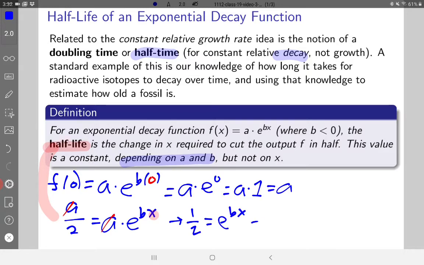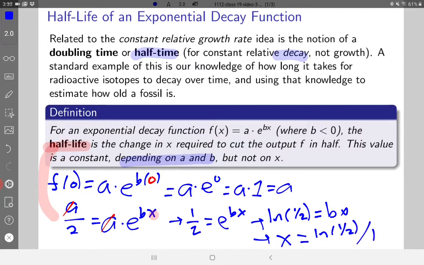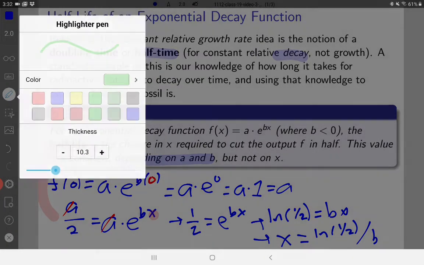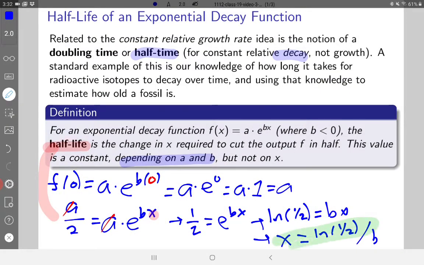I see an exponential base e, so I'm going to take a natural logarithm, and then I'm going to divide both sides by b, so I get x equals log of 1/2 all over b. That's a nice general formula that you can use for the half-life of an exponential decay function, or really the doubling time of an exponential growth function. It works for that too. The only difference is whether b is positive or negative.